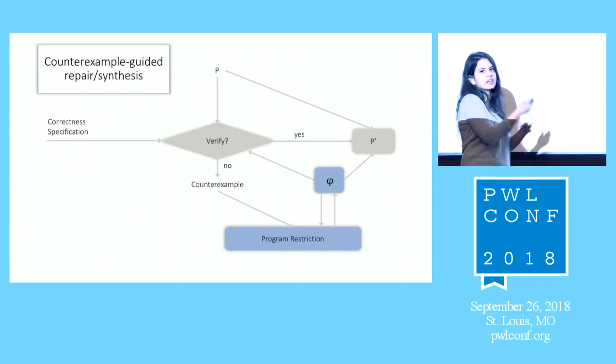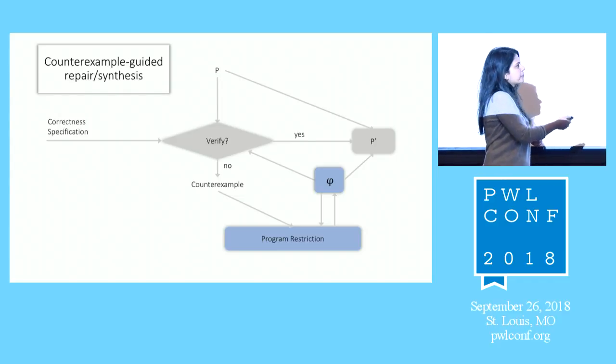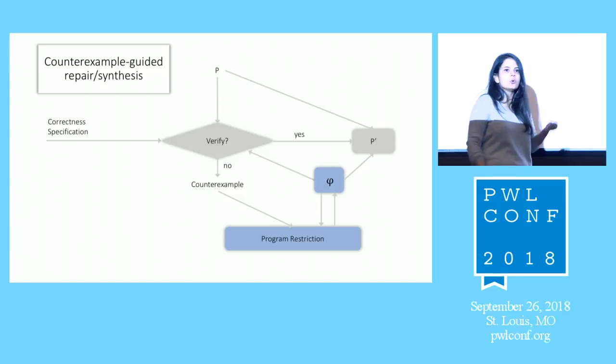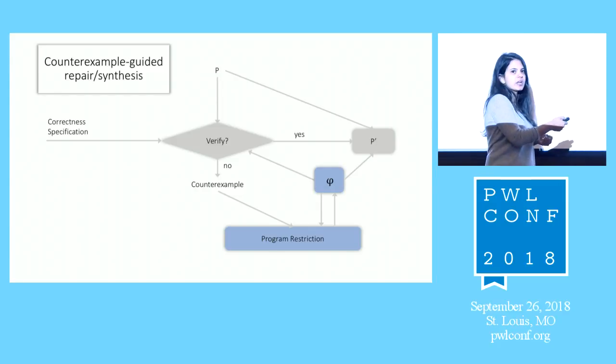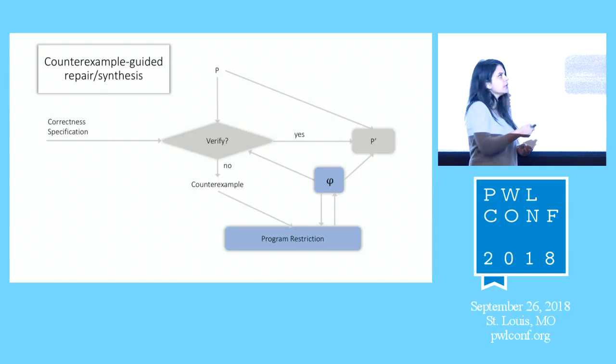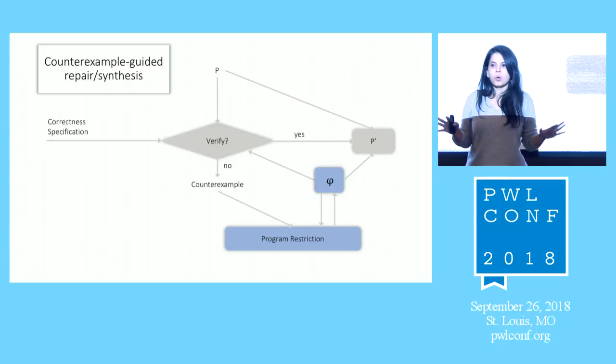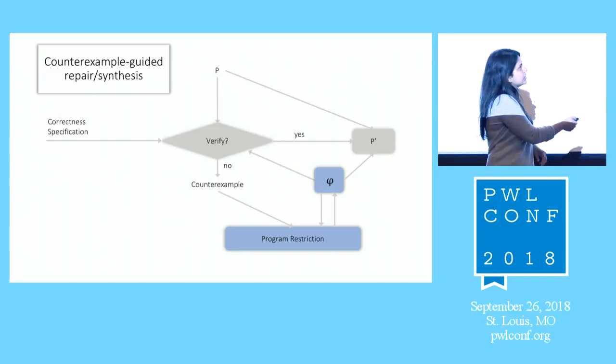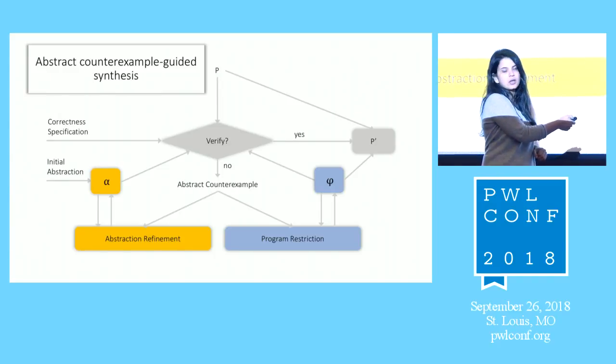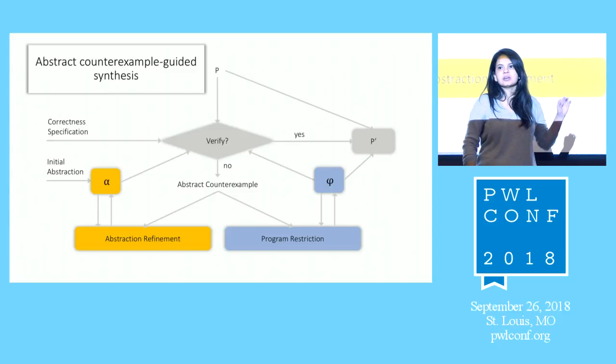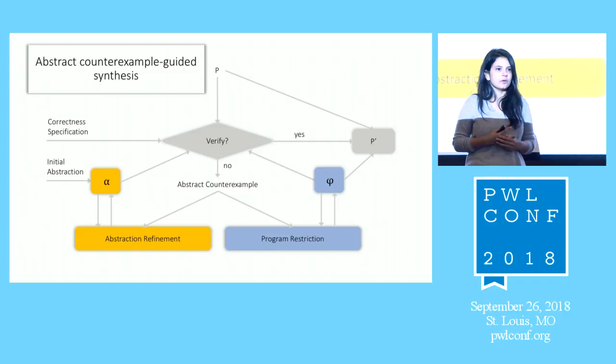You try to verify it, it fails. You get a counter-example, you modify the program, you extract some constraints that correspond to the program's restriction that can eliminate the counter-example, and repeat the process until your verification succeeds. Once this succeeds, you take all of these accumulated constraints and then implement them in the original program to get your final modified program.